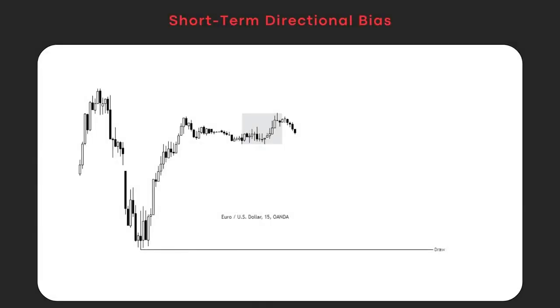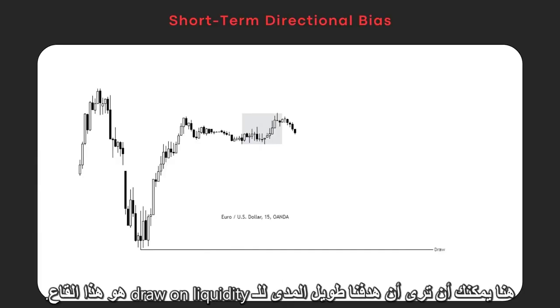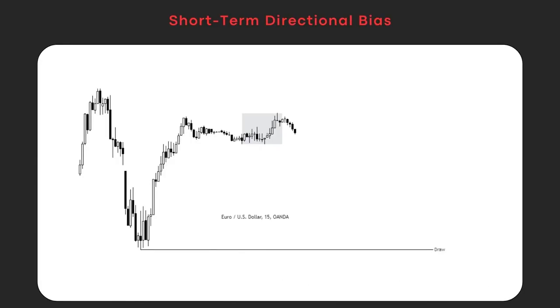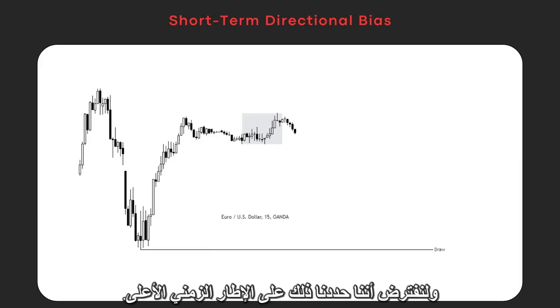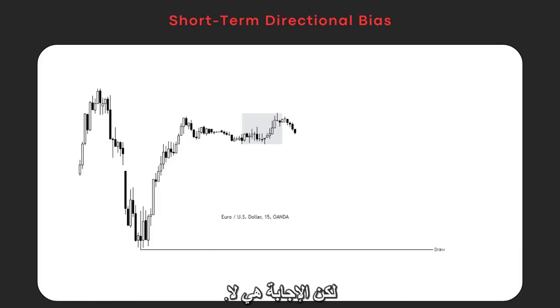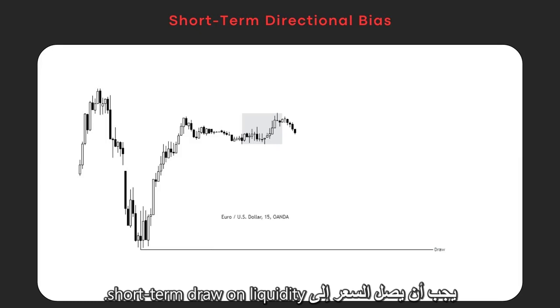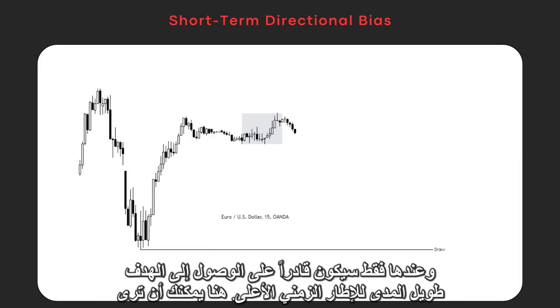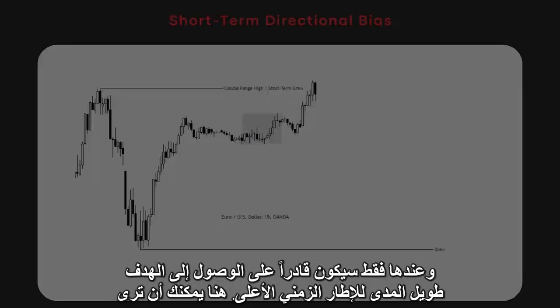Moving on to the next slide. Here is another good example right here on the 15-minute. So right here you can see that our long-term objective or drawn liquidity is this low right here, and let's assume we determined that on the higher time frame. So now you know that our objective would be to look for shorts off of here, right? But the answer is no, because first of all price has to reach a short-term drawn liquidity, and only then it will be able to reach the long-term higher time frame drawn liquidity or objective.